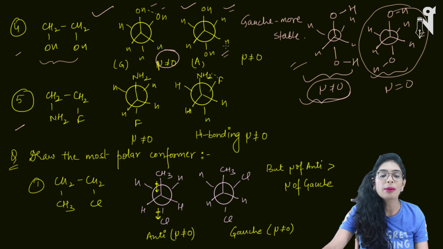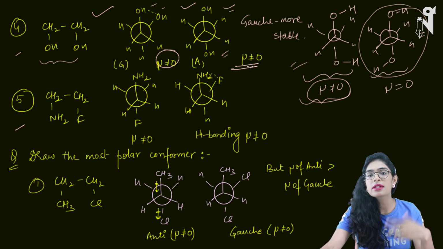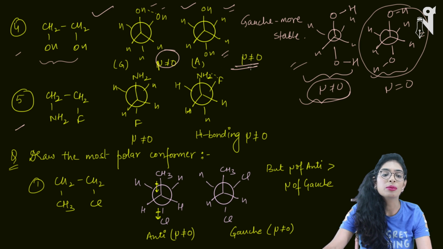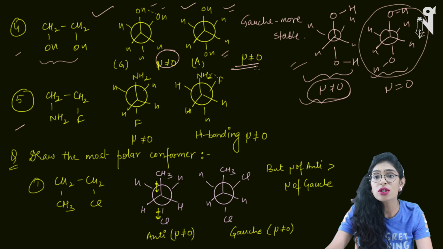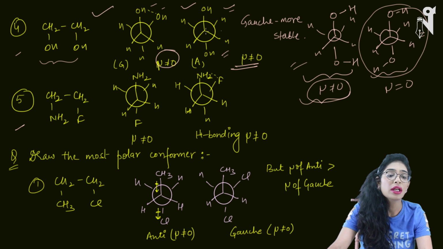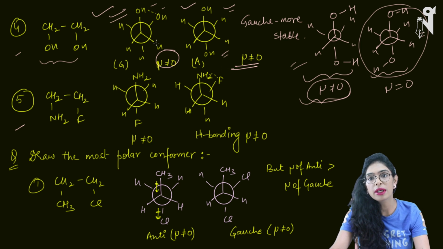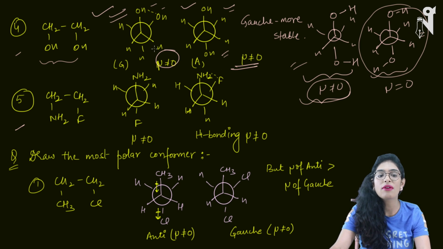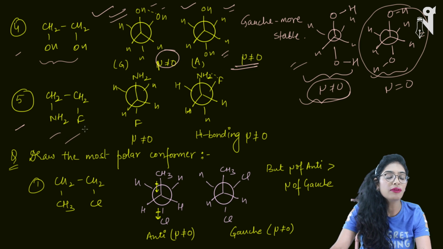So non-zero dipole moment for this, even though it looks like the same group is opposite, and the dipole moment should be zero. Now when I talk about the stability, the gauche is better stable due to the hydrogen bonding again. So this funda you have to remember. Look at the next compound. We have CH2NH2, CH2F. I can write it like this.